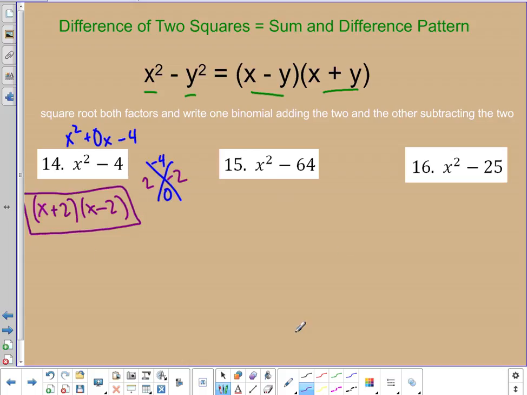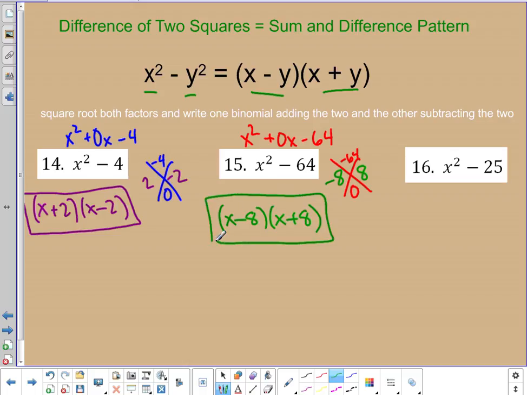Same thing in 15. 15 is actually x squared plus 0x minus 64. And so I can set up my factor x. -64 is the product I'm looking for, and 0 is the sum. Well, we all know that we can plug in -8 and +8, and we end up with factors x minus 8 and x plus 8 for our factored form. And notice that those are the same two factors. One is subtracted, one is added, and that's what we have up here. Same two factors, one subtracted, one added.